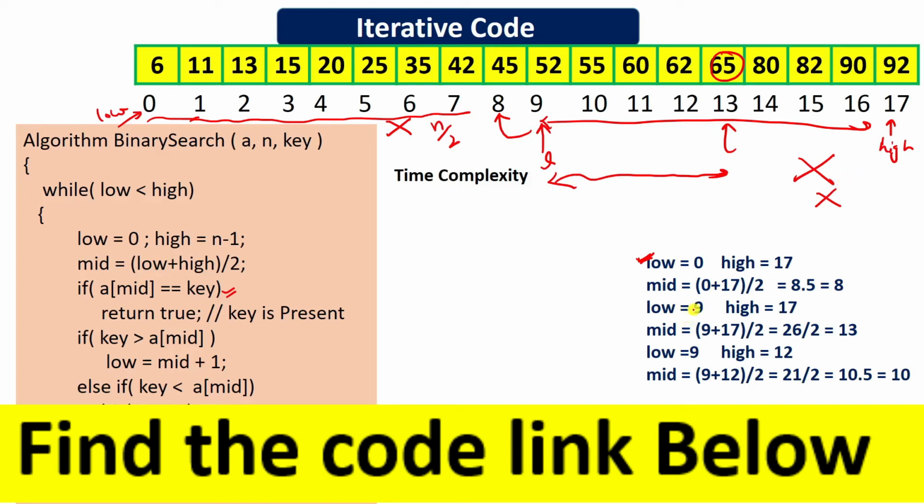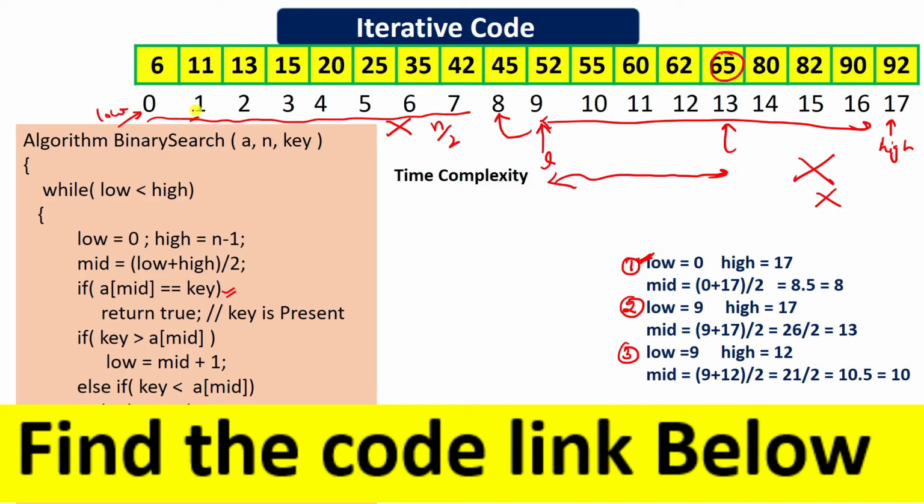So some of the elements will never be checked, which means you will be able to get your answer, whether your key is present or not, in a lesser number of steps. Here, your 55 was found in how many steps? First you did this step 1, then you found the midpoint between this, then you found the midpoint between this, and then you were able to find your element. That is, in 3 steps you were able to find that your number is present.